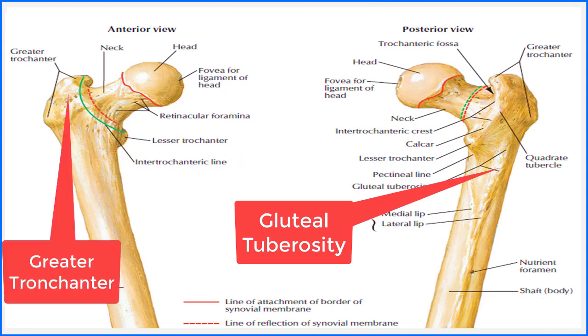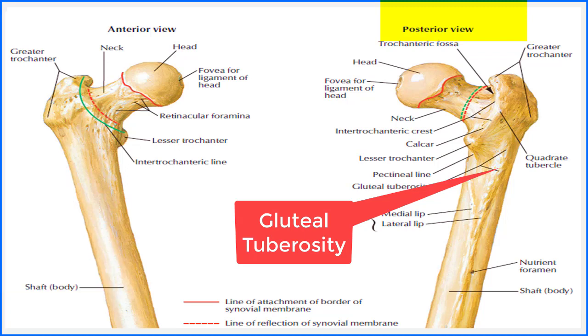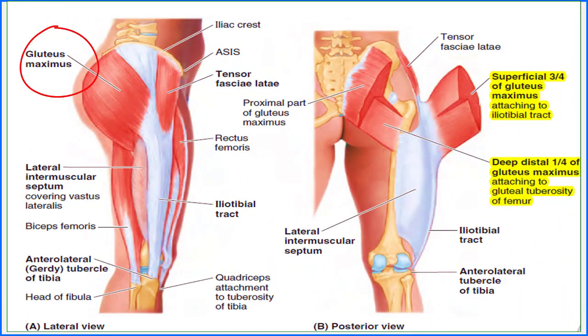We can also observe that the greater trochanter is on the lateral aspect when we look at the femur bone, while the gluteal tuberosity is present on the posterior aspect of the femur bone, as you can see. So the gluteus maximus muscle, which is the first superficial muscle of this group, is attached over the gluteal tuberosity. Besides that, I had also told you about the iliotibial tract, which also provides insertion to the gluteus maximus muscle.